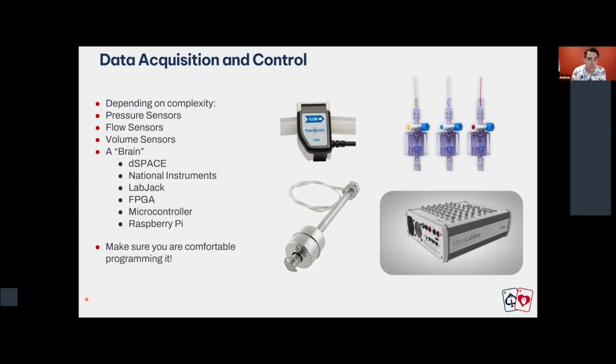Data acquisition and control. So depending on complexity, you're almost certainly going to need some pressure sensors, flow sensors, volume sensors. So these are some clinical pressure sensors. You can get pressure sensors anywhere from a couple of bucks to a couple of $100 to possibly even thousands of dollars. With your pressure sensors, make sure that they are compatible with liquids because some of them are only compatible with gases. Flow sensors, there are a range of flow sensors, including clamp-on, ultrasonic, paddle wheel, electromagnetic sensors. Volume sensors, there are ones that can use a float or lasers or ultrasound. Really depends on your mock loop design and your budget.